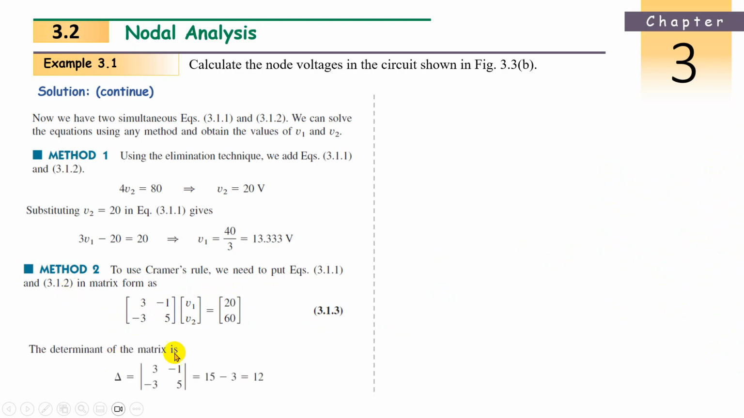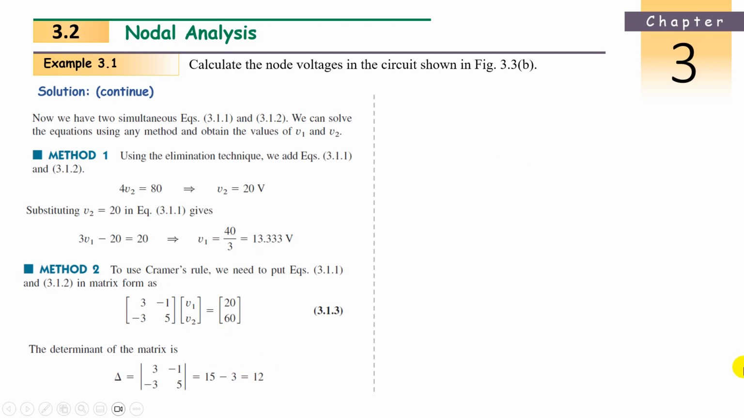Check here. First find the determinant. What is the determinant equation? Diagonally multiply and subtract. 3 and 5 is one diagonal. The other diagonal is minus 1 and minus 3. So 3 multiplied by 5 is 15, minus, minus 1 multiplied by minus 3 is plus 3. You will get 12.